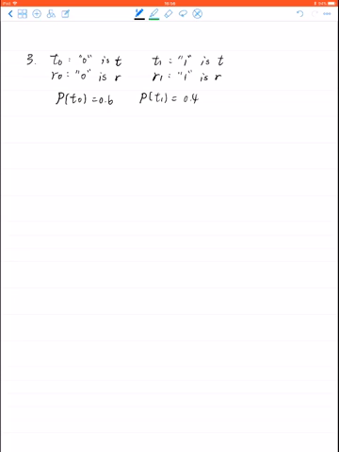Then we can get the conditional probabilities. When 0 is transmitted, the probability of receiving 0 is 0.7, and the probability of receiving 1 is 0.3. That is, P(R0 | T0) equals 0.7, and P(R1 | T0) equals 0.3. Likewise, P(R0 | T1) equals 0.2, and P(R1 | T1) equals 0.8.